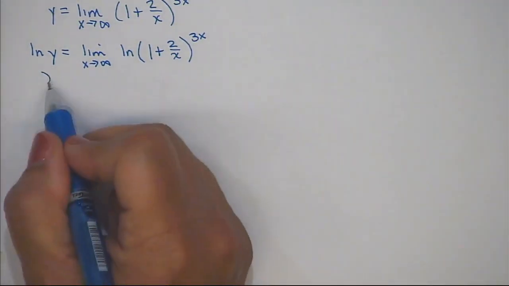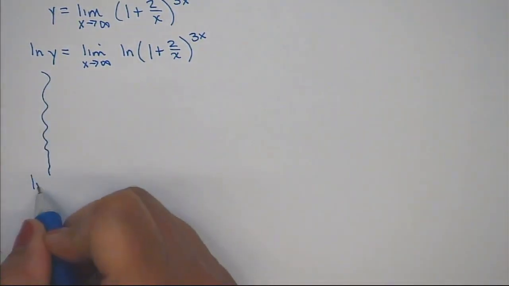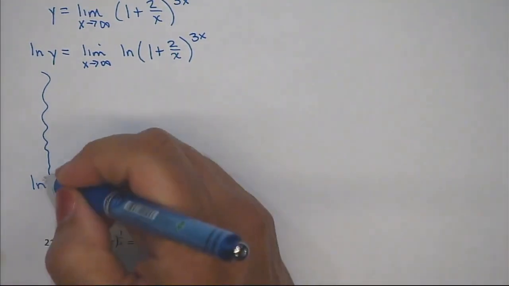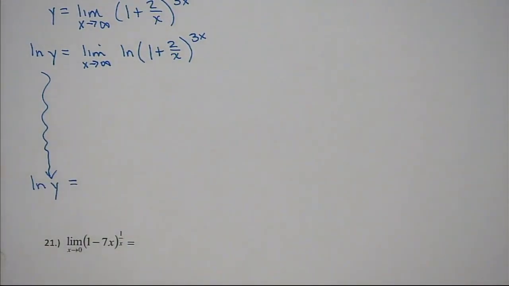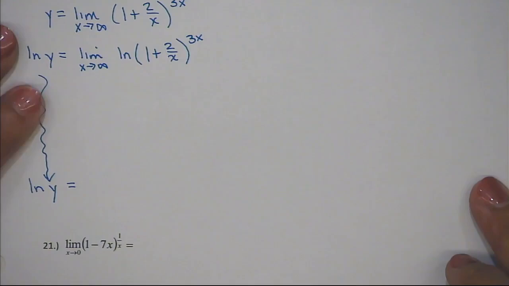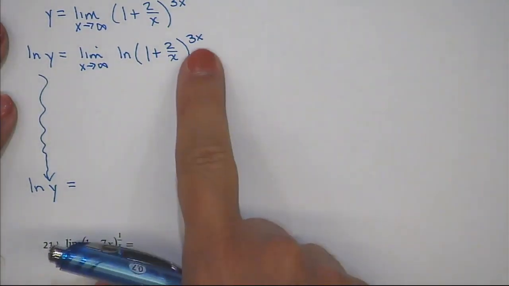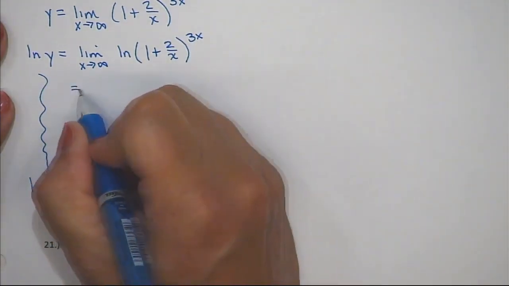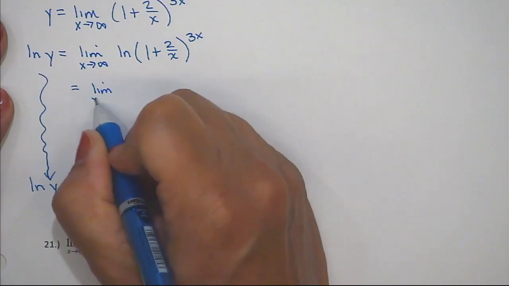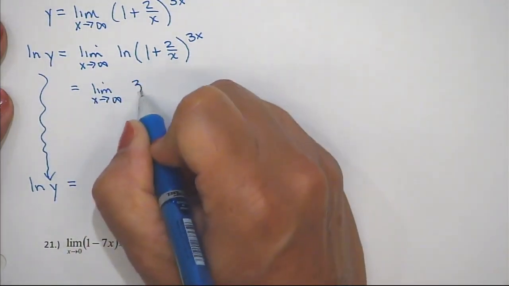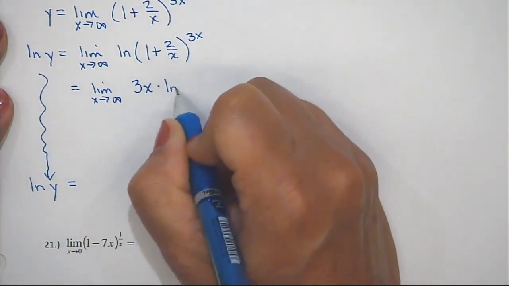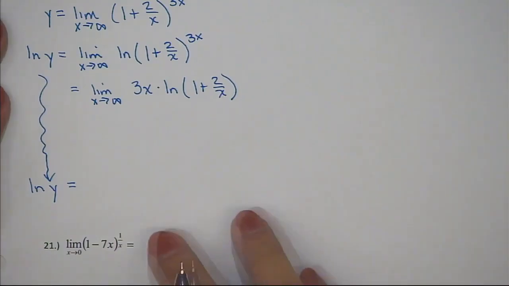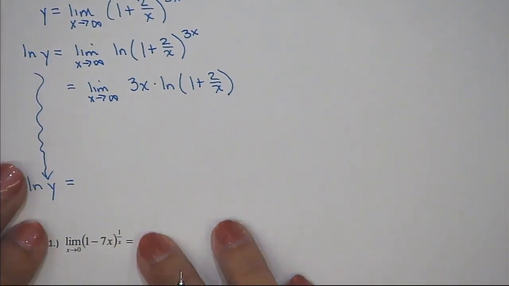All right, so this comes down. So I know I'm going to have to do something with my answer. Okay? The biggest thing on this is that you just don't write what you get. All right, so we're going to take the 3x and we're going to bring it out front since I have that natural log. So this is the limit as x goes to infinity of 3x times the natural log of 1 plus 2 over x.